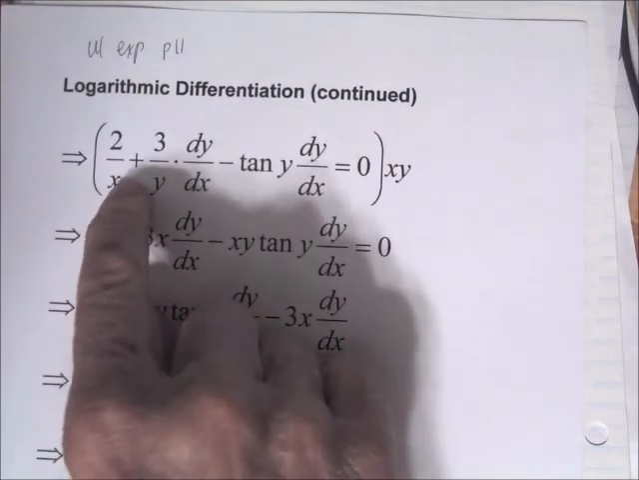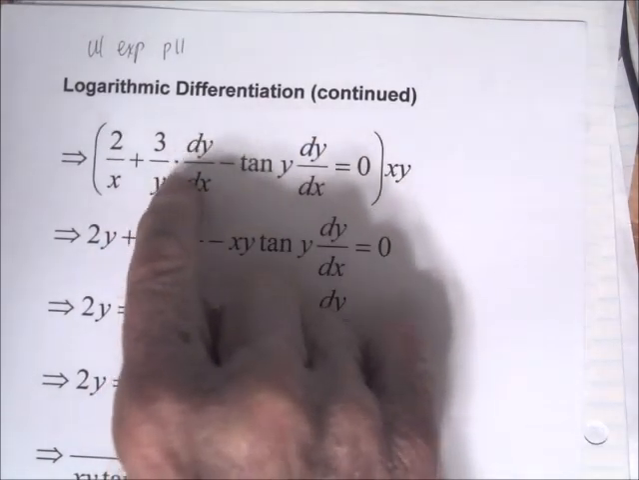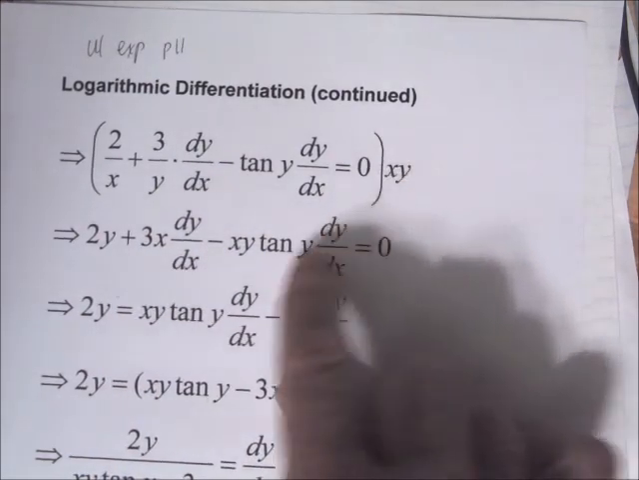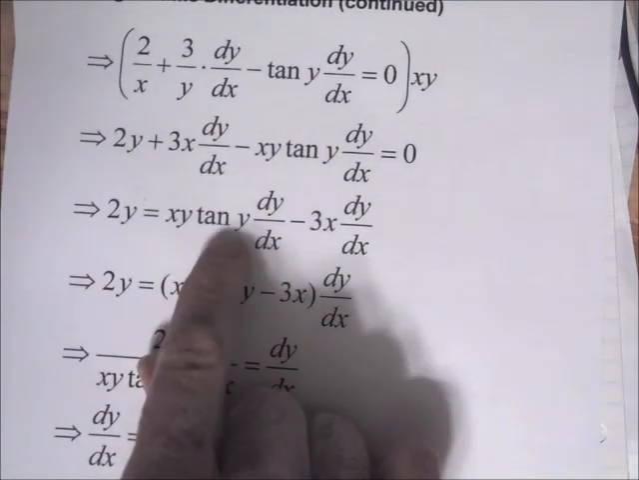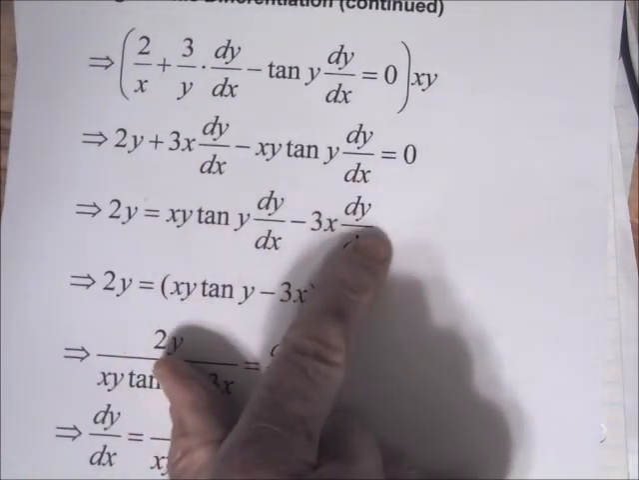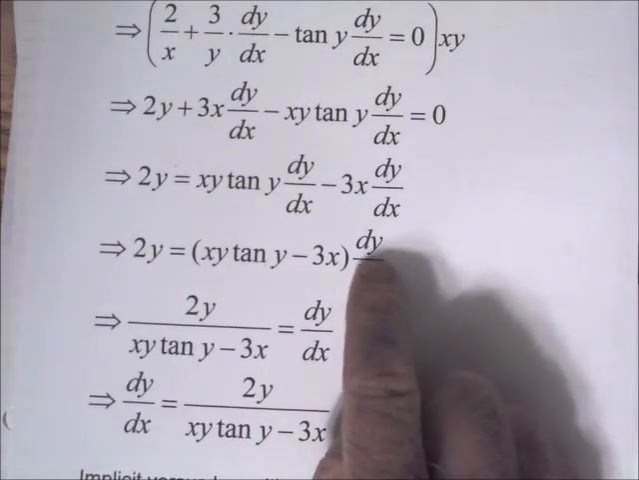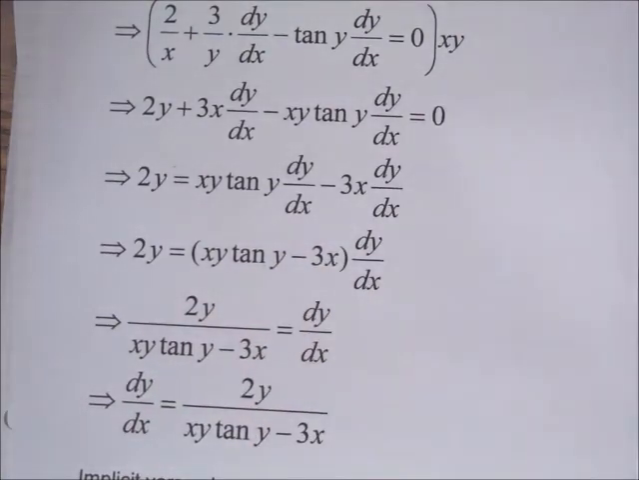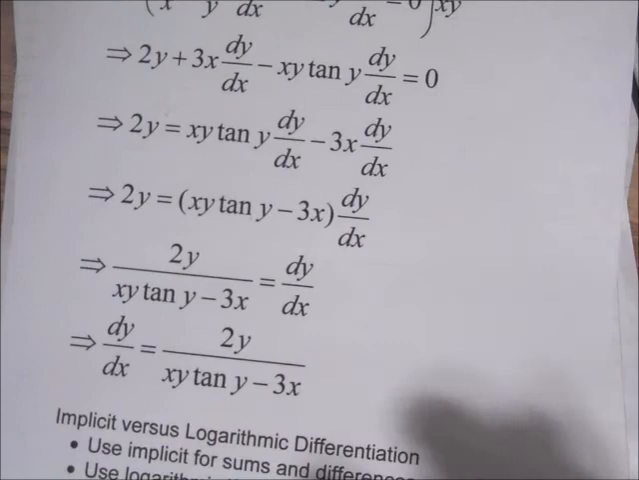xy times 2 over x, the x's cancel, and that leaves us 2y. We have xy times 3 over y, the y's cancel, that leaves us with 3x dy/dx. And then we have xy times the tangent y dy/dx. Then we can move the dy/dx terms over to the right, factor out the common factor of dy/dx, and divide both sides by xy tangent y minus 3x, to get dy/dx equal to 2y over xy tangent y minus 3x.